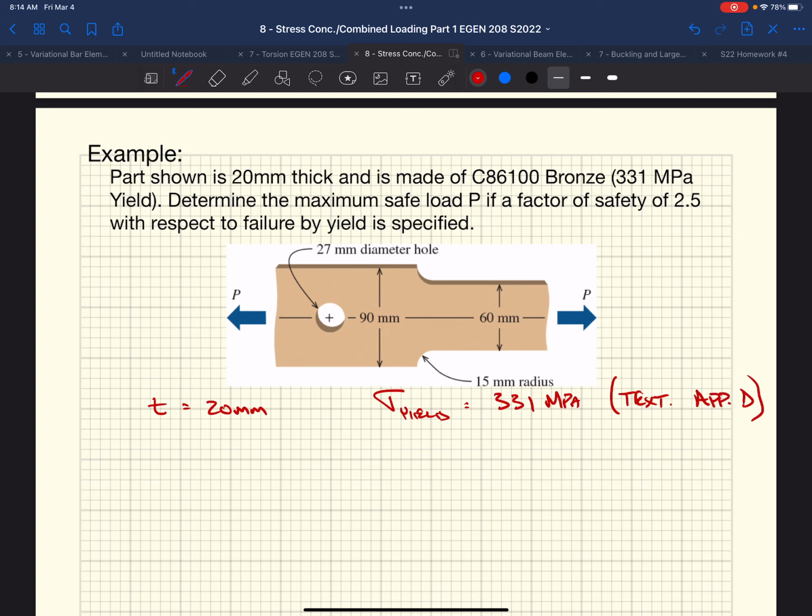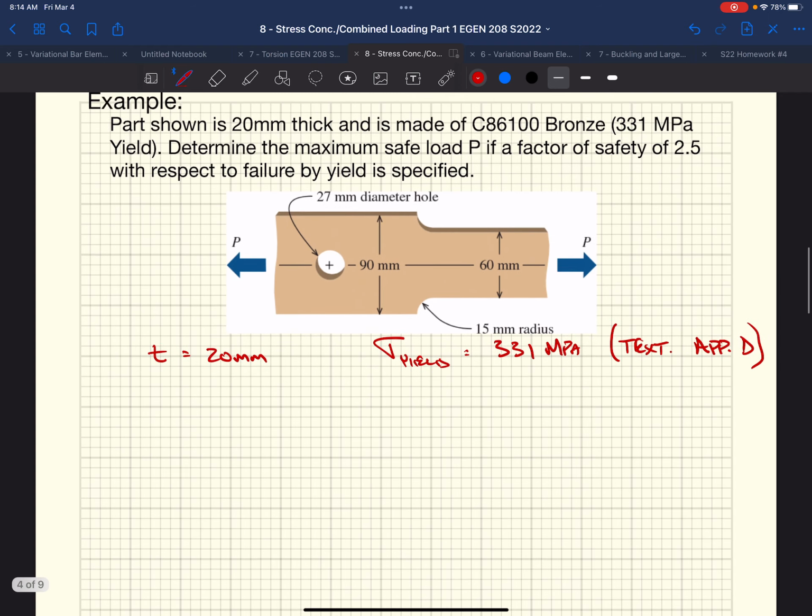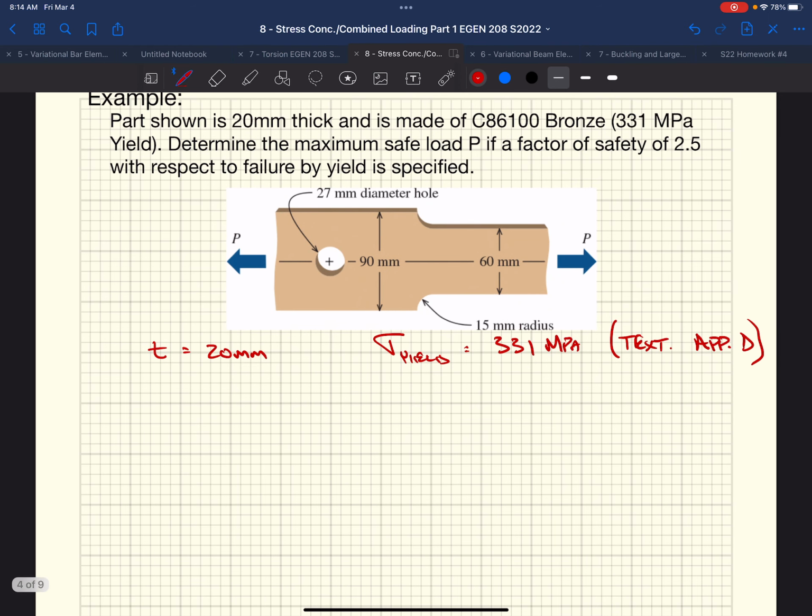Appendix D in the text gives a bunch of different material types and a bunch of different information about the material properties of those materials. They gave us all the dimensions, they gave us the allowable stress, and they're asking us for the load. As we know, both the hole and the shouldered fillets create an issue with stress concentrations, because we have a change in dimension of our material, we're amplifying the stress that's seen in that material.